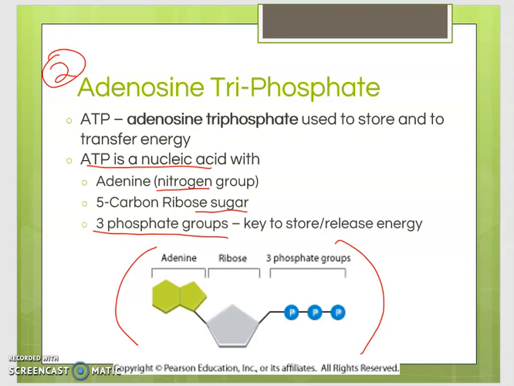For the structure of ATP, it's a nucleic acid. It's going to have a nitrogen base, which is adenine. It's going to have a 5-carbon sugar, which in this case is ribose, and it's going to have 3 phosphate groups. The 3 phosphate groups are what's going to be responsible for storing and then releasing energy, which allows ATP to do the job that it does.